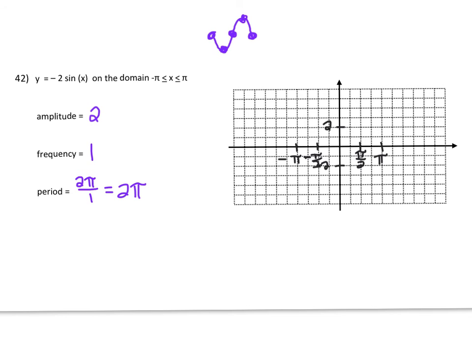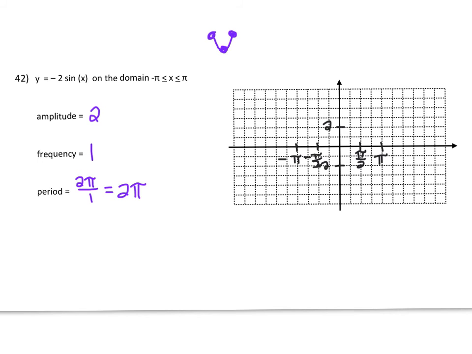Now, if the frequency is 1, it means that we're fitting one complete cycle between 0 and 2 pi. But we're not graphing to 2 pi, we're just graphing to pi. So we're only going to fit half of our cycle between 0 and pi. We would need to graph all the way to 2 pi to fit this full cycle. Okay, so between 0 and pi, we are going to have just 3 points.